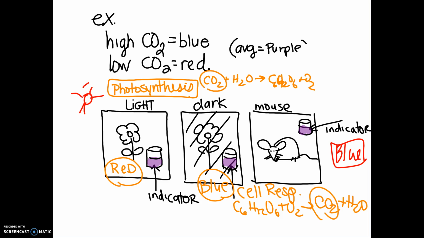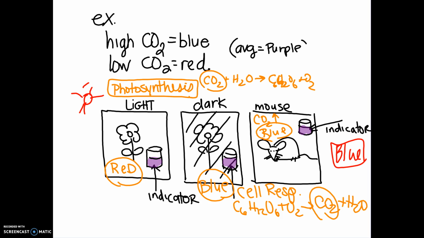In our third one, we have a mouse. The mouse is doing cell respiration and not photosynthesis, because animals can't do photosynthesis. It shouldn't matter whether the mouse is in the light or the dark. The mouse doing the process of cell respiration should make the CO2 go up, and so the mouse, just like the plant in the dark, should turn blue because the levels of carbon dioxide are going up.